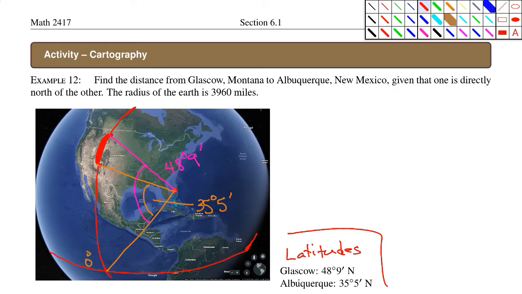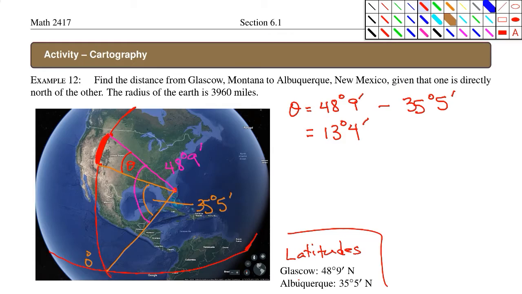Our strategy here is to take the sphere that is the Earth and cut it so that we are now just playing with a circle, figure out the angles, and do arc length. Let's call this angle theta. This is the angle theta that we want to compute. So theta is equal to the latitude at Glasgow, 48 degrees, 9 minutes, minus the latitude at Albuquerque, 35 degrees, 5 minutes. That is 13 degrees, 4 minutes.